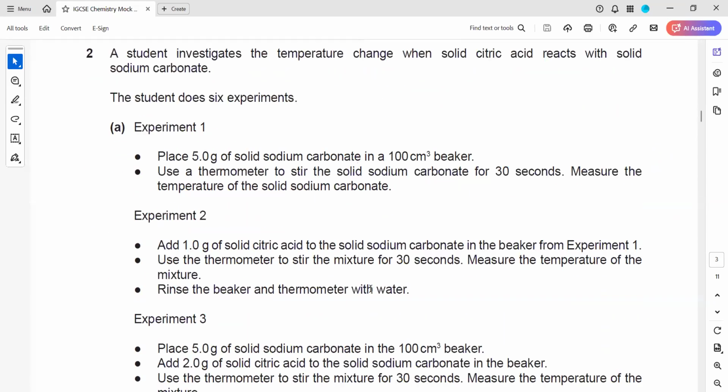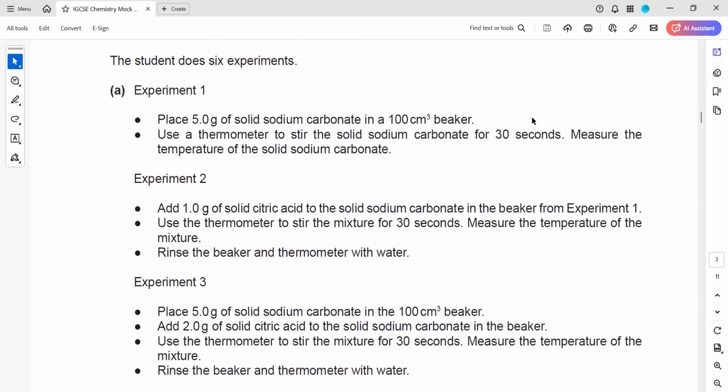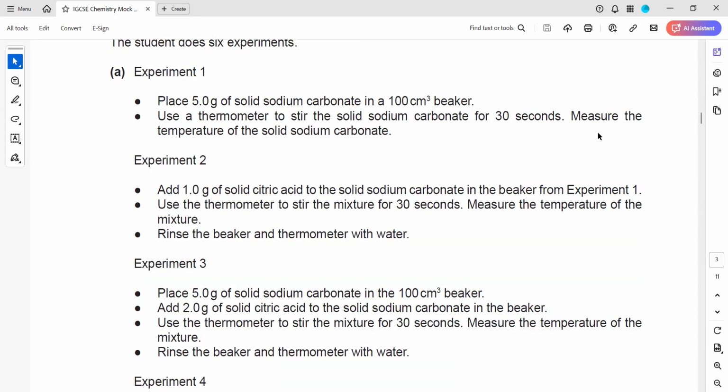The second question: a student investigates the temperature change when solid citric acid is reacted with sodium carbonate. A student does six experiments. For the first experiment, he placed 5 grams of solid sodium carbonate in a 100 cm³ beaker.